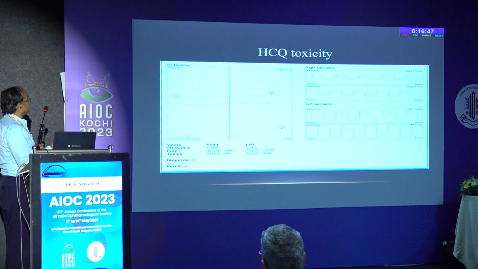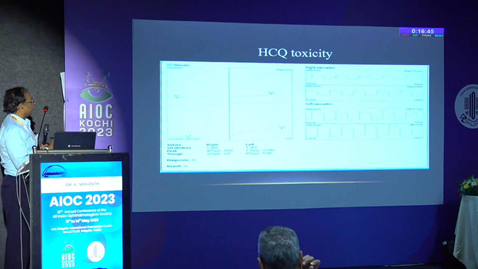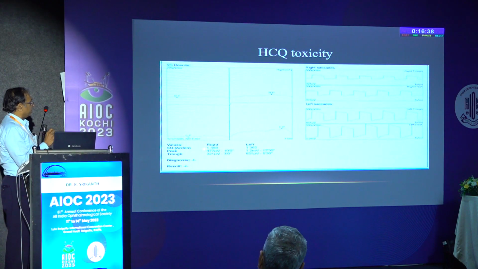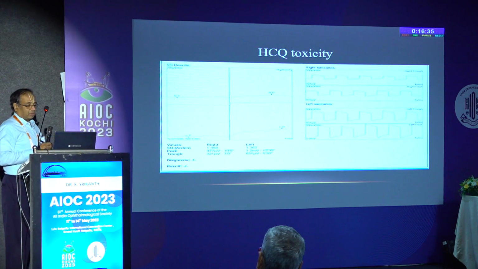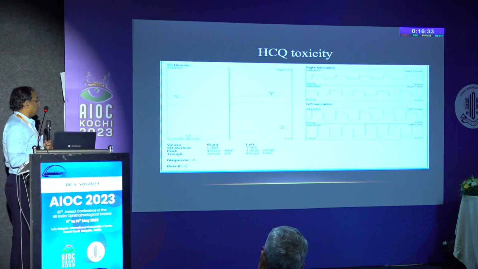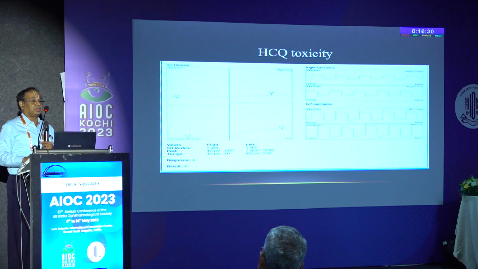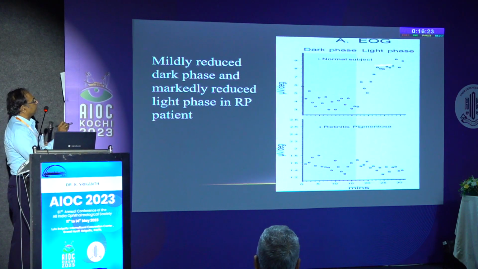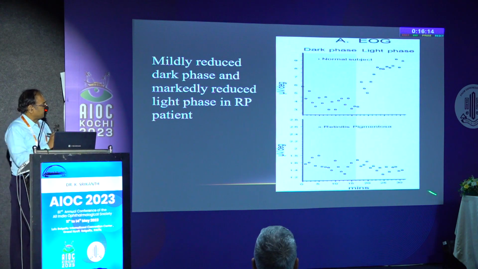So here again, hydroxychloroquine toxicity, you see the Arden value is 1.48, 1.36. Whatever is below normal, that is 1.8, is considered as something abnormal. So here again a normal subject, dark phase and light phase. Here it is reduced, seen in cases of retinitis pigmentosa. The light phase again is decreased. You can see here.